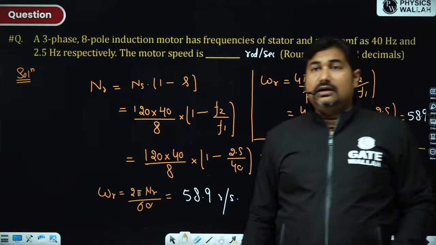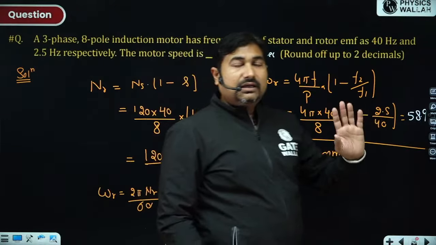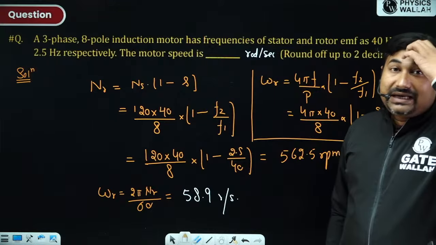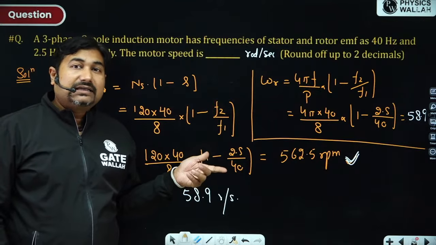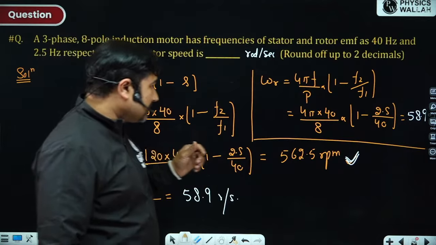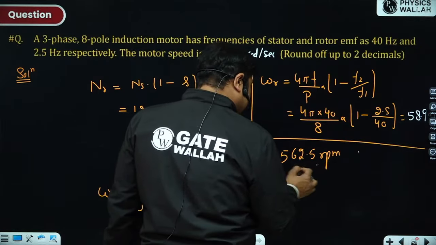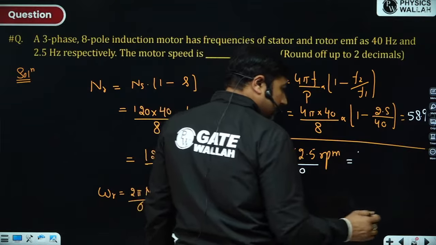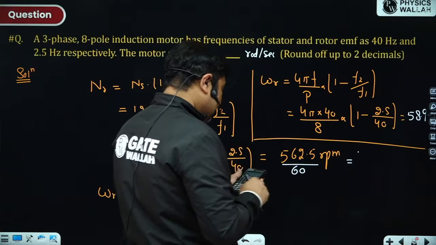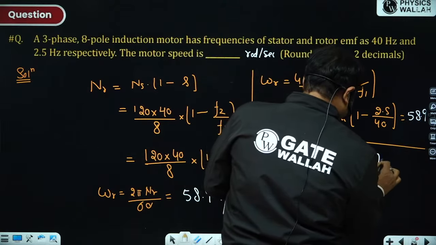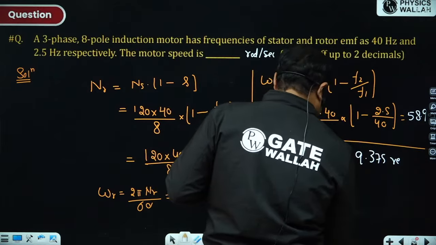So kindly observe it very carefully. Revolution per second is RPS, and revolution per minute is RPM. In case of per second, you need to divide it by 60, then it will become rotation per second. So 562.5 divided by 60 becomes 9.375 rotations or revolutions per second. Now it is in RPS.